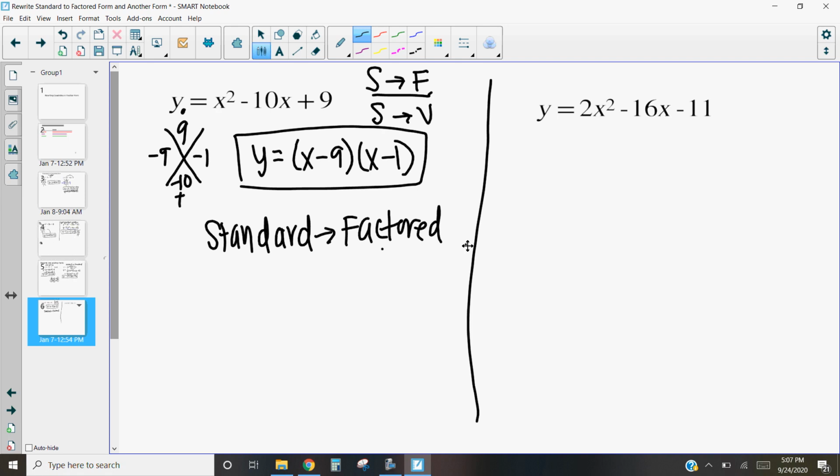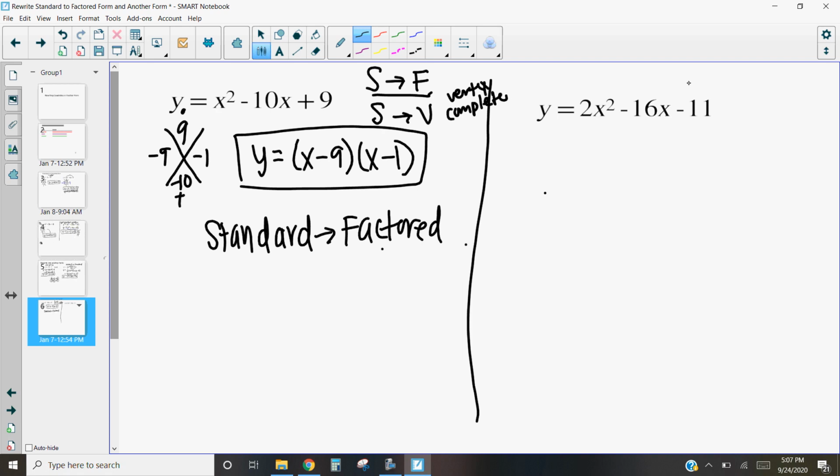Okay. Now let's take a look at this other example. In this case, I want to go from standard to vertex. Now we talked about two different ways that we can do this. We can either find the vertex and do it that way, or we can complete the square. Now I want to look at this problem and decide which one I'd rather do.